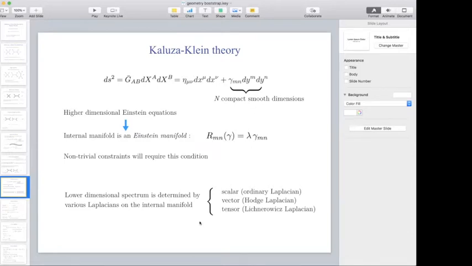So the spectrum of particles that we get in lower dimensions is determined by various Laplacians that we have on this internal manifold. So there are going to be 3 Laplacians of interest that we have to consider. There's the scalar Laplacian, which is just the ordinary Laplacian on scalars. There's the Hodge Laplacian on vectors, and then there's a Lichnerowicz Laplacian for symmetric traceless transverse tensors. So let's review what these various Laplacians and their spectra look like.